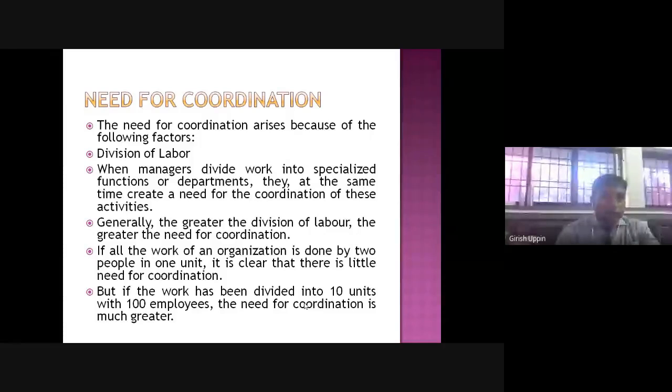What is the need for coordination? The need for coordination arises because of a few factors. First is division of labor. When managers divide the work, it is specialized into different departments. That is the reason we need coordination. Generally, when we have a larger number of departments, more coordination is required. If there are very few people in the organization, coordination is not a big problem. If our organization is very big and very complex, then the question of coordination comes.